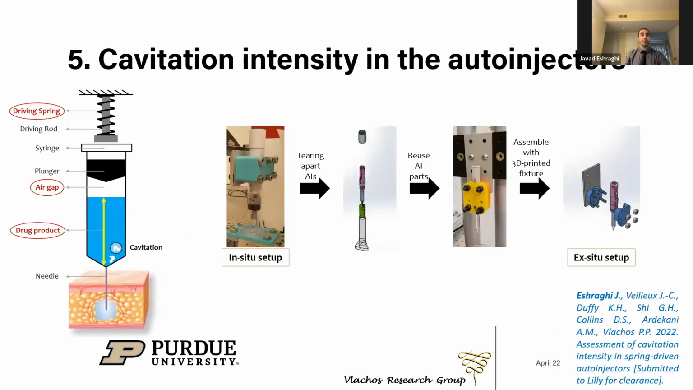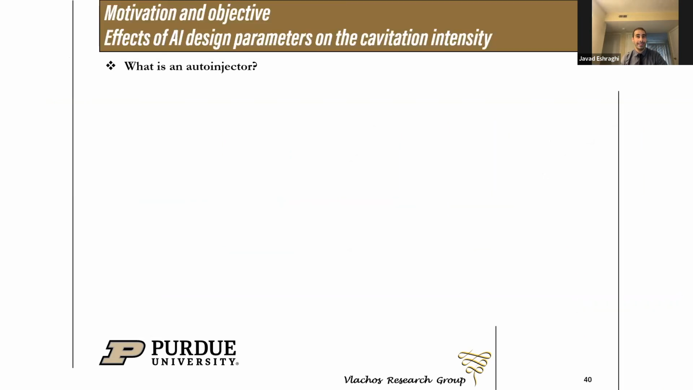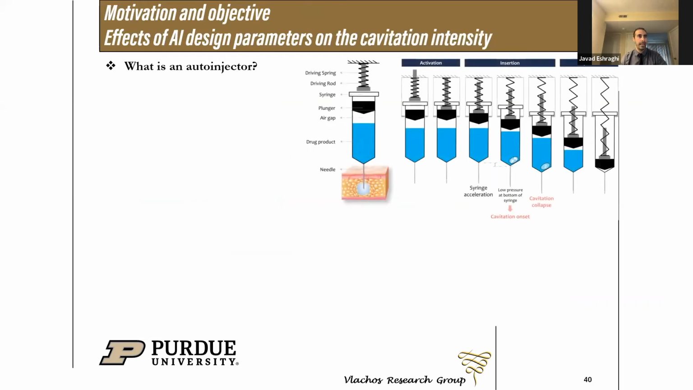In the next two chapters, we focus on the interfacial phenomena occurring in the autoinjector medical devices. That could be harmful to the therapeutic protein that these devices are to deliver to patients. The first phenomenon that we study is cavitation, but before that, let's see what an autoinjector is.